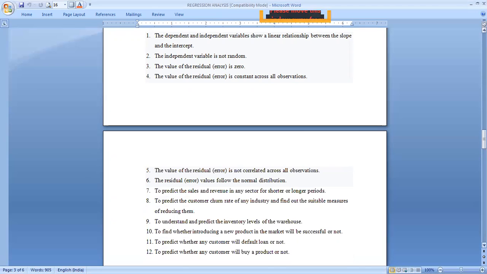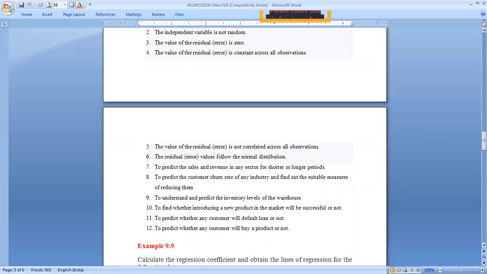Regression is used to predict the sales and the revenue in any sector for shorter or longer periods, to predict the customer churn rate of any industry and find out suitable measures of reducing it, to understand and predict the inventory levels of warehouses, to find whether introducing a new product in the market will be successful or not, to predict whether any customer will default on a loan or not, and to predict whether any customer will buy a product or not.